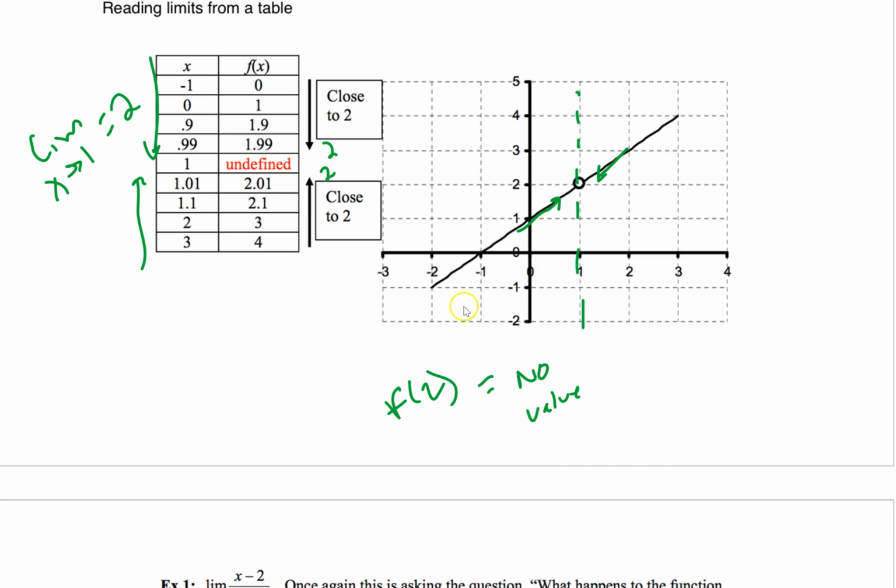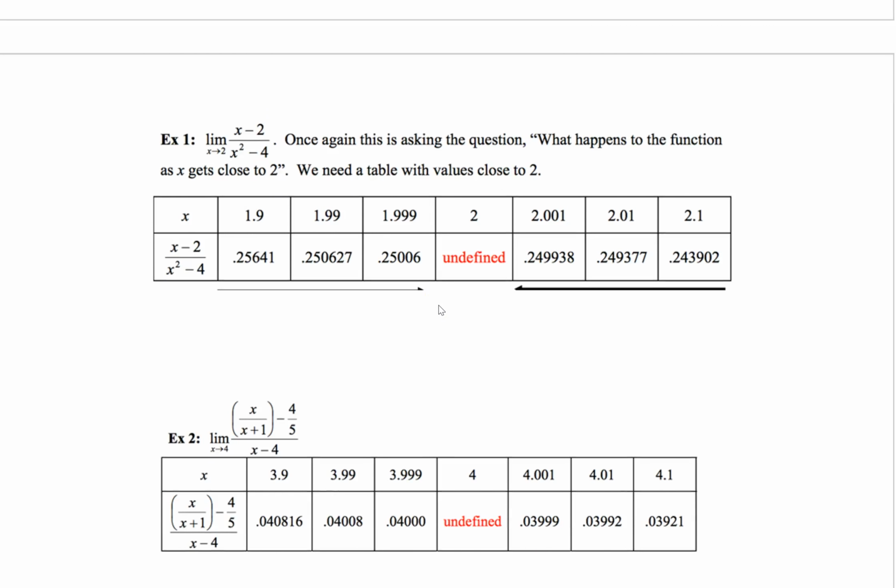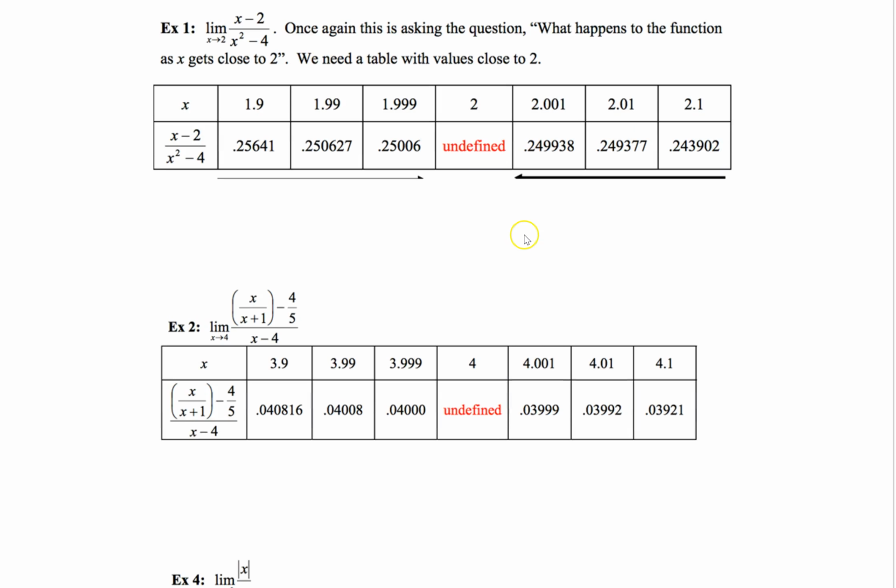Let's do a few more of these real quick. Let's look at this one. The limit of x minus 2 over x squared minus 4 as x approaches 2. Again, all we have to do is look at both sides. As I get close from below, what's my graph doing? Look at 0.2506, 0.25006. It looks like it's going to 0.25.